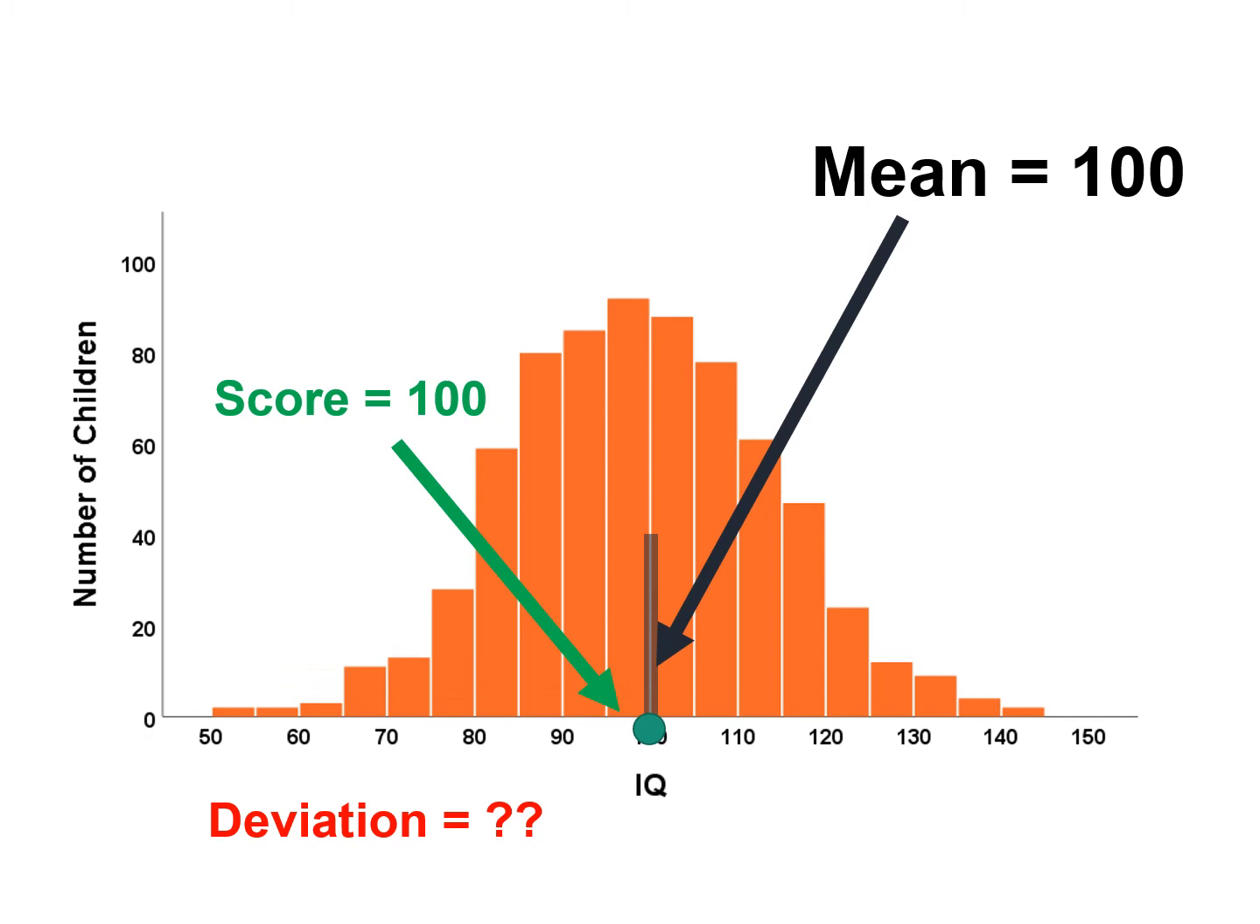So let's do this one more time. Suppose a child's IQ score is 100. What is their deviation? Right, the deviation is 0. If the original score is equal to the mean, then the distance from the mean and the deviation are both 0.